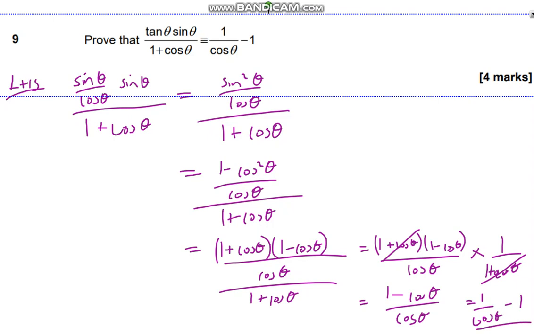Now, if we had started with the right hand side, I'd say starting with the left hand side was still pretty hard. Starting with the right hand side, we can actually use some of what we just did to help us. So I've got 1 over cos theta minus 1. So that's going to be equal to 1 minus cos theta over cos theta, just effectively adding the fractions. Then I can multiply the top and bottom of that by 1 plus cos theta.